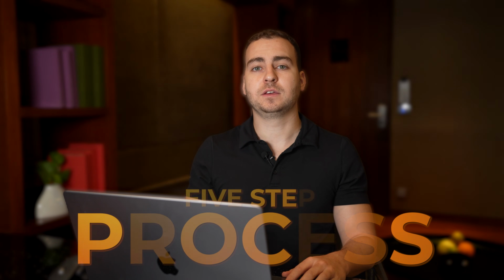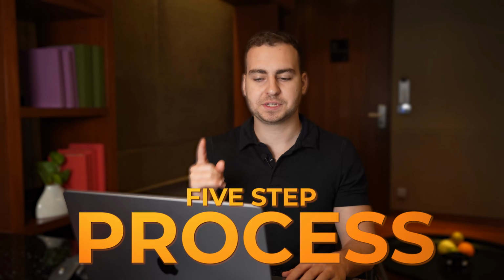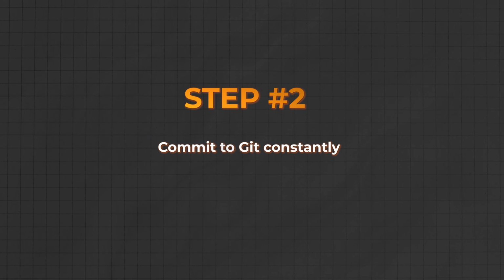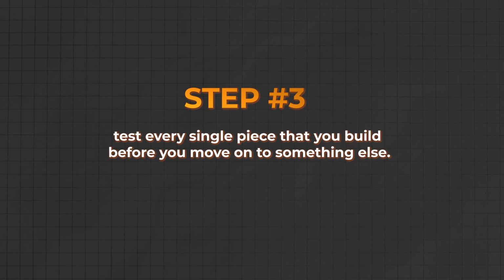Now, generally speaking, you want to follow this 5-step process. First, you want to get one feature working completely before you build anything else. Then you want to commit to Git consistently, so make sure that anytime you make a major change, you're saving that in your Git history so you can roll back to it if needed. Next, you want to test every single piece that you build before you move on to something else. So make sure that the feature you just worked on is fully finished before moving to the next stage, test it various times, and go through all of the edge cases that could exist.